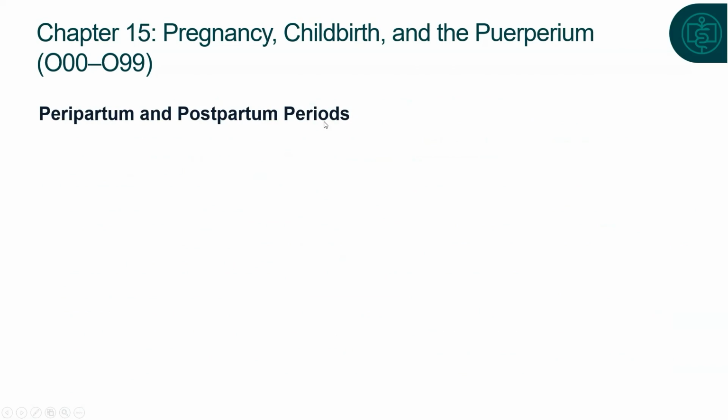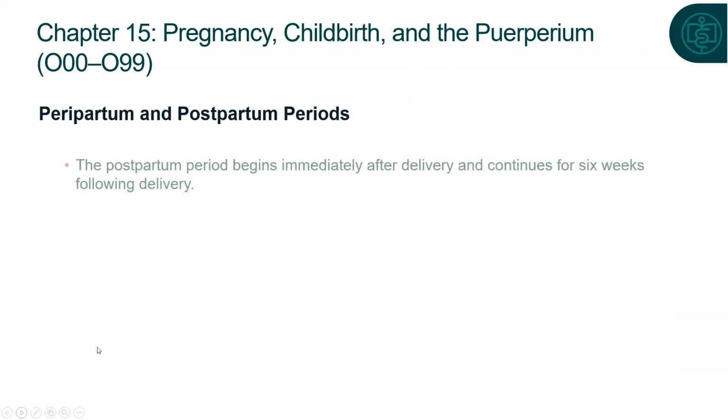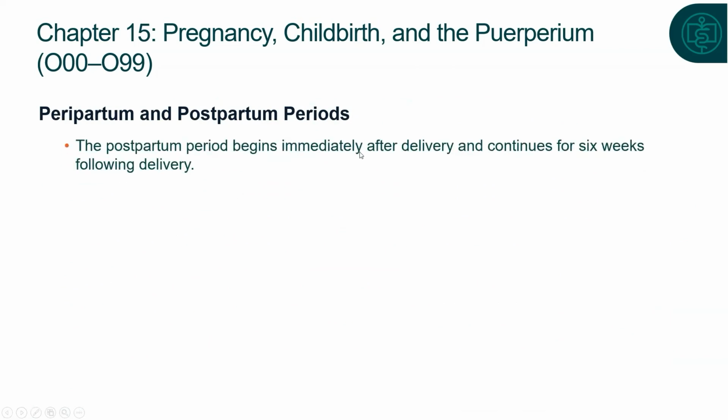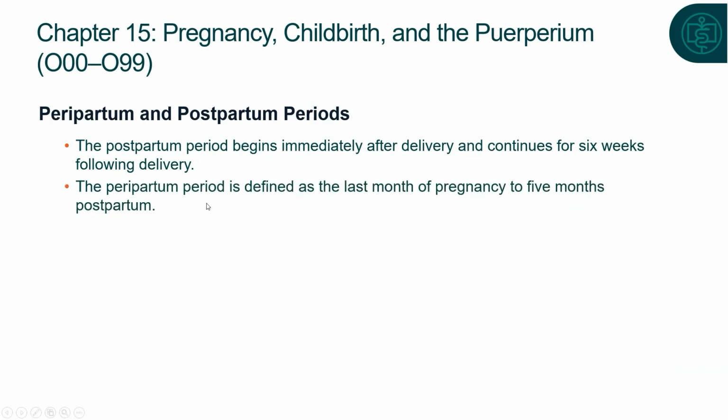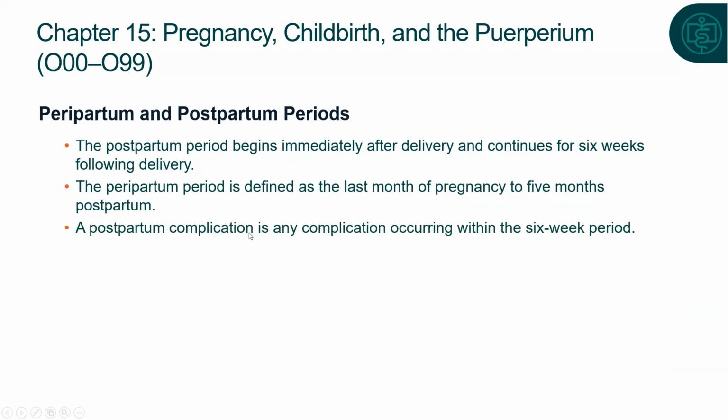So, peripartum and postpartum periods. The postpartum period begins immediately after delivery and continues for 6 weeks following the delivery. The peripartum period is defined as the last month of pregnancy to 5 months postpartum. A postpartum complication is any complication occurring within the 6-week period.